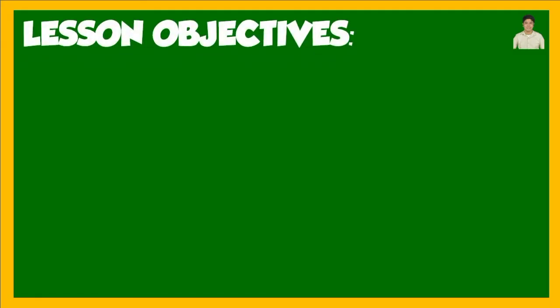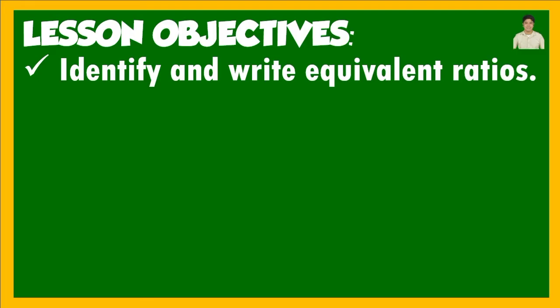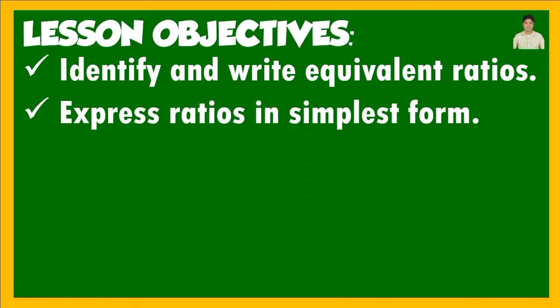So, for our lesson objectives, at the end of this video lesson, pupils, you are expected to identify and write equivalent ratios. So, tuturuan ko kayo kung paano alamin kung equivalent ratio sila, kung paano din po isusulat. And then, we will also be discussing on how to express ratios in simplest form. Since yung ratios, pwede po natin yung isulat in fraction form, pwede po nating isimplify yon, i-lowest term.